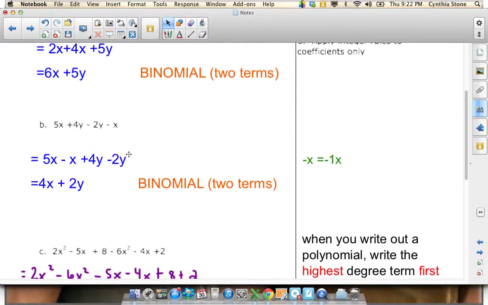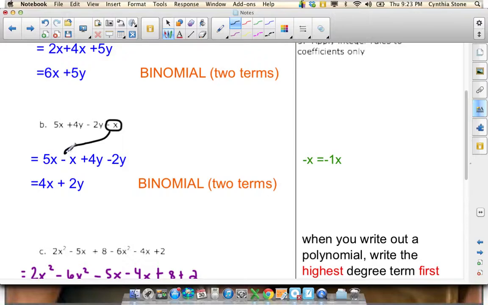This time I've got 5x plus 4y, so I've got to group, and by grouping again, I'm going to take the terms that are like terms and put them beside each other. Now this is maybe the most important thing that we do. You need to know that the number or the sign in front of the term goes with it. Look, this here is a negative x.